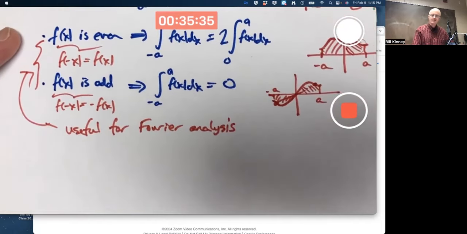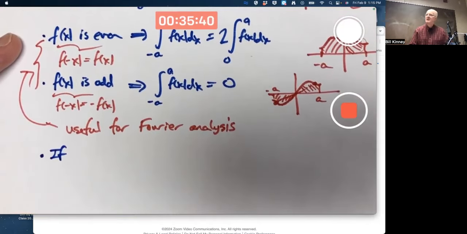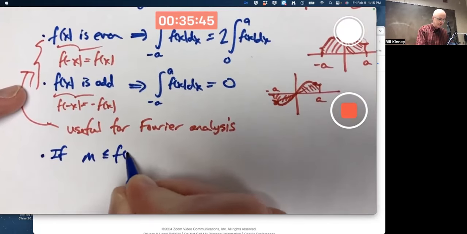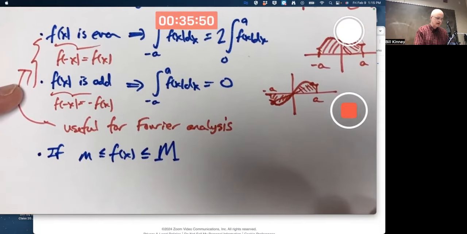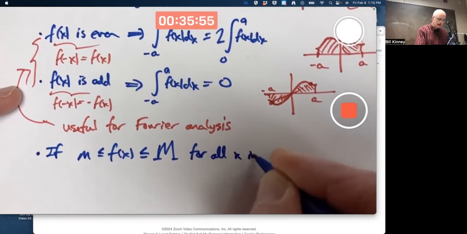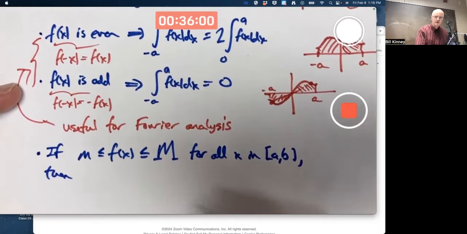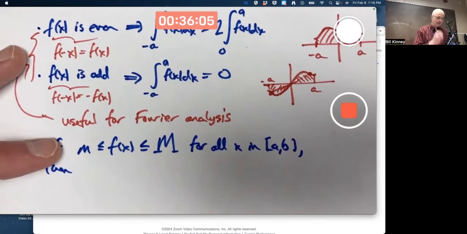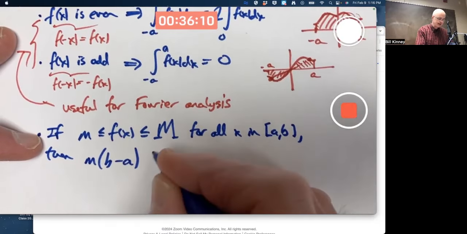Next property is useful for estimation. If your function f of x is always between two numbers, call them little m and capital M for all x in the interval from a to b, then the integral of f of x is going to also be between two numbers. Little m times b minus a and capital M times b minus a.